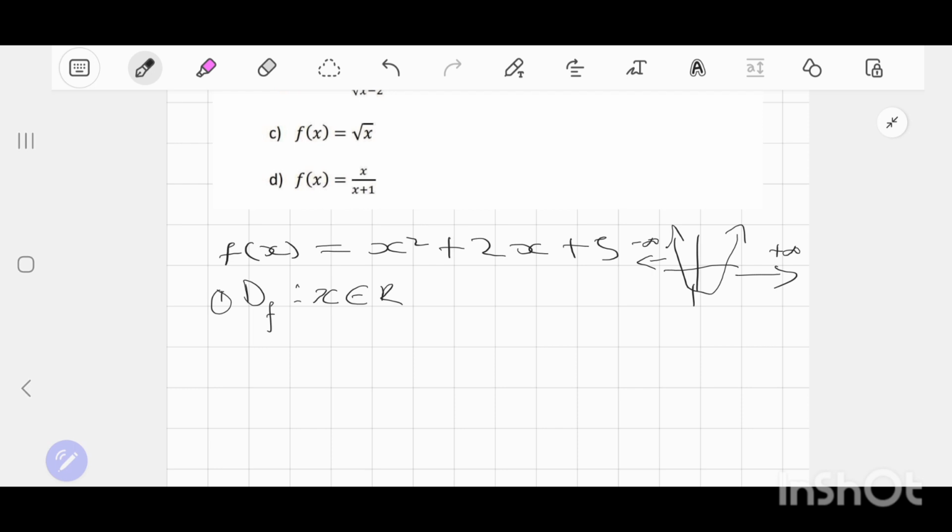Number two, they ask us to find the range. So how do you find a range now? Remember, what is a range? The range tells us where the function exists along the y-axis.